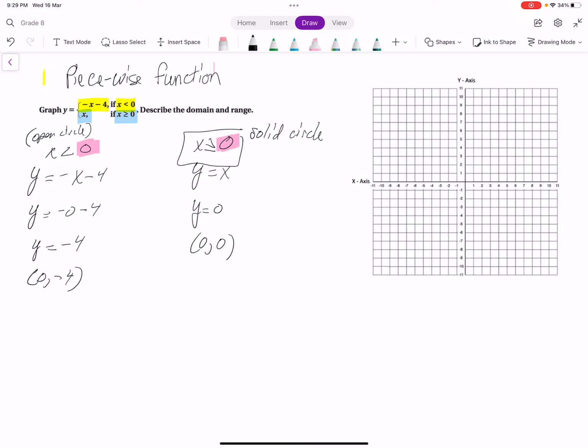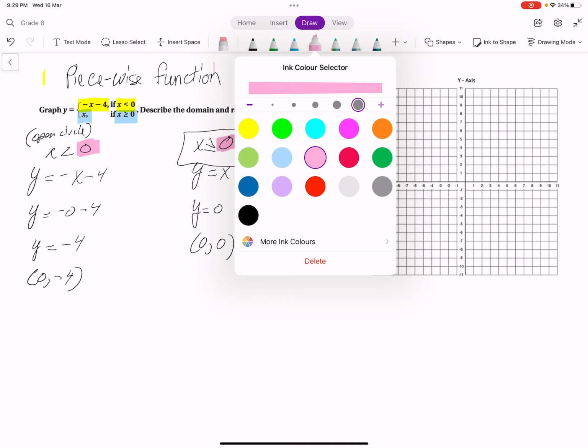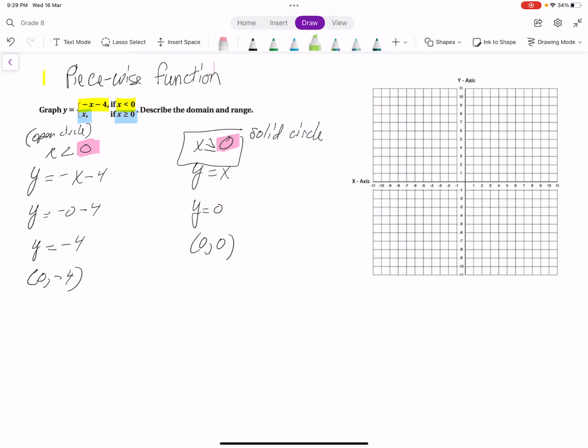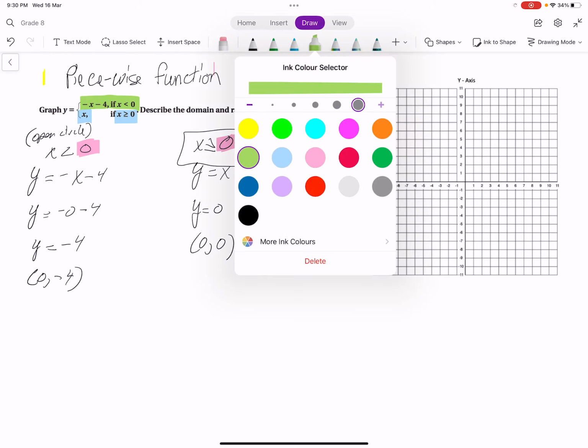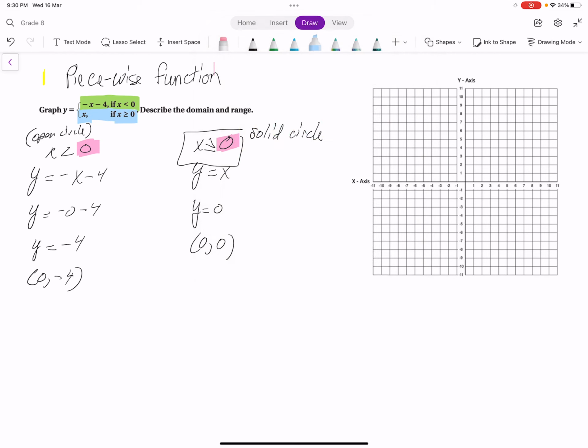I'm going to actually change the color of this just so that this way you understand which one is which. So let's go ahead and highlight this instead of yellow. Let's highlight this as green. So this way when we see the green graph, we know we're referring to that equation. And then when we see the blue graph, we know we're referring to that one.